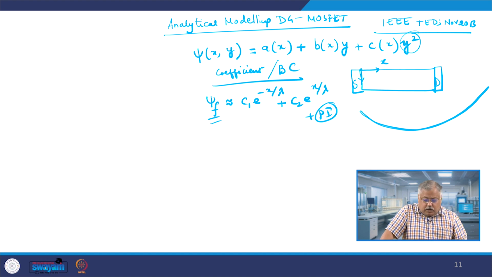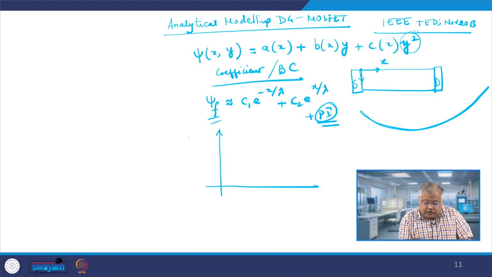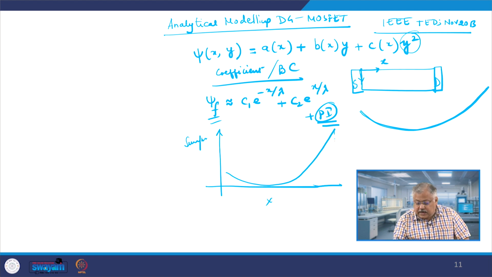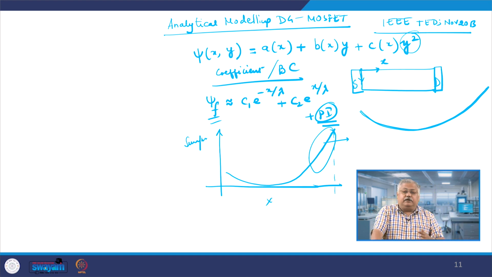Now, if you take up this double gate MOSFET and try to solve it, and plot the surface potential with respect to the distance x, we get something like this: it goes down and then it goes to the top. You see, near the channel edge the electric field suddenly rises, because the rate of change of psi with respect to x gives you the electric field along the longitudinal direction. So, the electric field can be seen in a double gate MOSFET to be steeper near the drain end as compared to the source end.